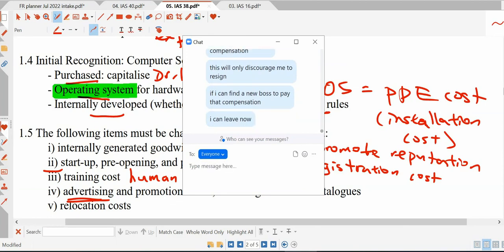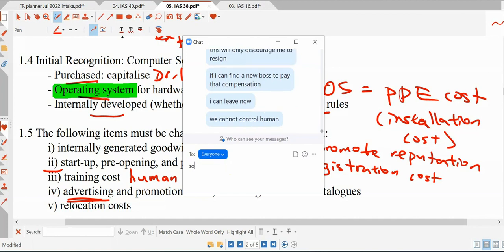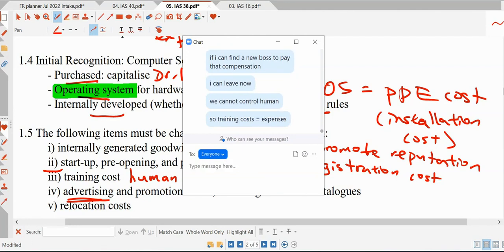So why would the new boss want to pay this compensation? We sign a contract with the new boss. I don't like this old boss already. So I ask the new boss, I'm willing to sign a 3-year contract, but you've got to pay my compensation first. Okay, no problem. So all these contracts to bind the staff are useless. You can only slow them down from resigning, but you cannot stop them. So the conclusion is, we cannot control human. So training costs are expenses. That is the reason, we cannot control them.